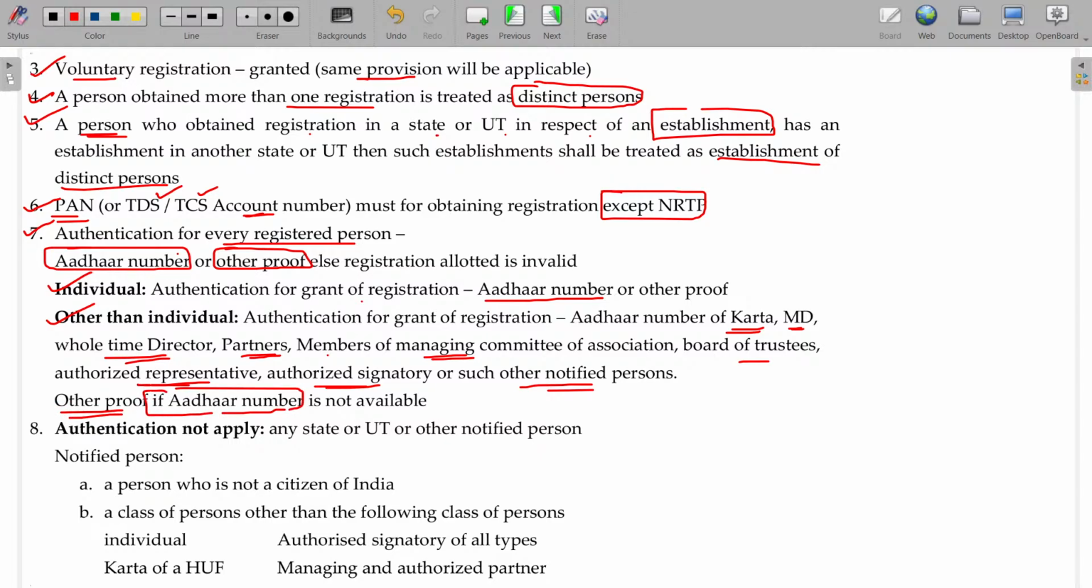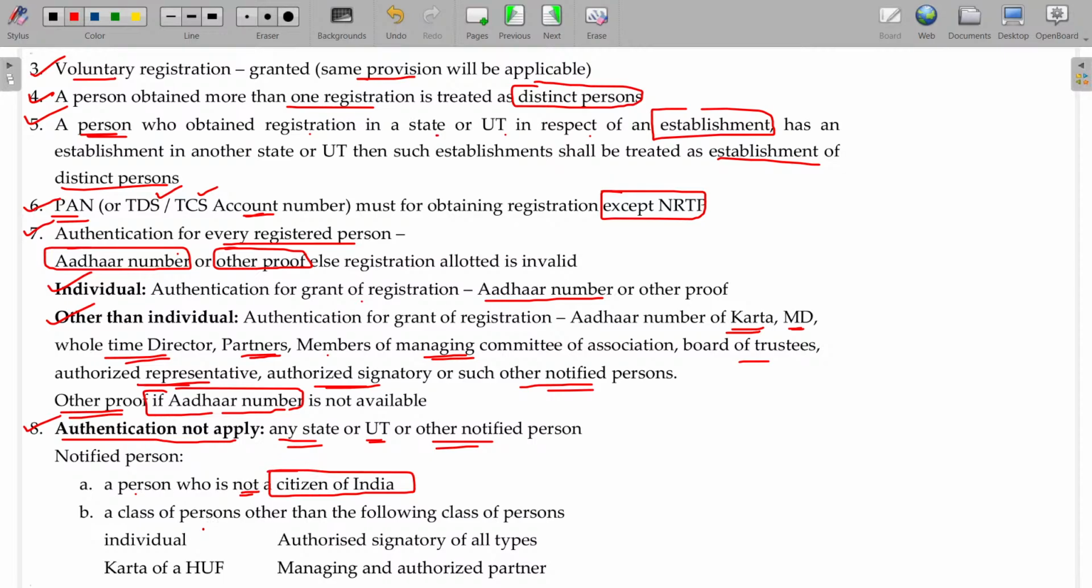Aadhaar number is not available. In case of NRTP, you need to give some other document also. But anyhow, you need to appoint one representative from India. And authentication not applicable for any state or union territory or other notified person. For them, authentication not applicable. Okay. For example, a person who is not a citizen of India.